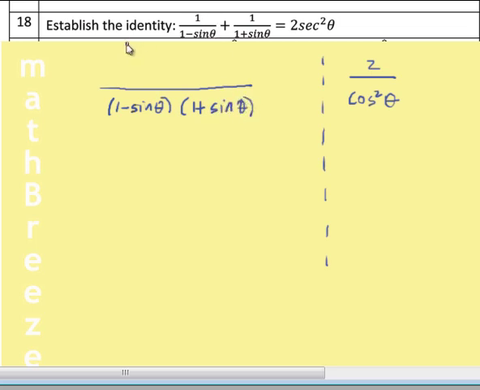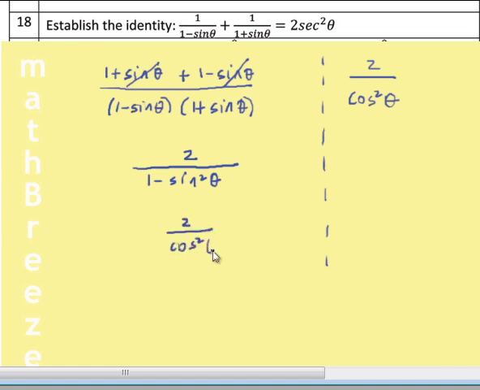First fraction, we multiply top and bottom by 1 plus sine theta. So here I'll get a 1 plus sine theta. And here we multiply top and bottom by 1 minus sine theta. So I'll get here a 1 minus sine theta. So we're going to have these 2 cancel, and we get the 2 on top like we have over here. In the denominator, when we multiply out, we have 1 minus sine squared theta. And that's equal to cos squared theta. So now we have the right-hand side.